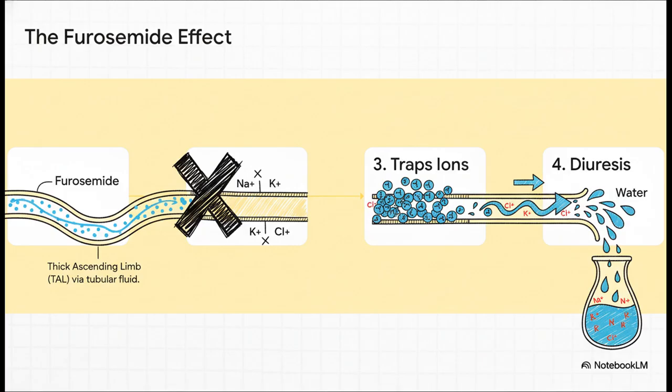3. All those ions, sodium, potassium, chloride, are now trapped inside the tubule. And 4, what is our golden rule? Where salt goes, water follows. All that trapped salt pulls water along with it, which is then flushed out as a huge volume of urine. It's a beautifully simple and effective mechanism.